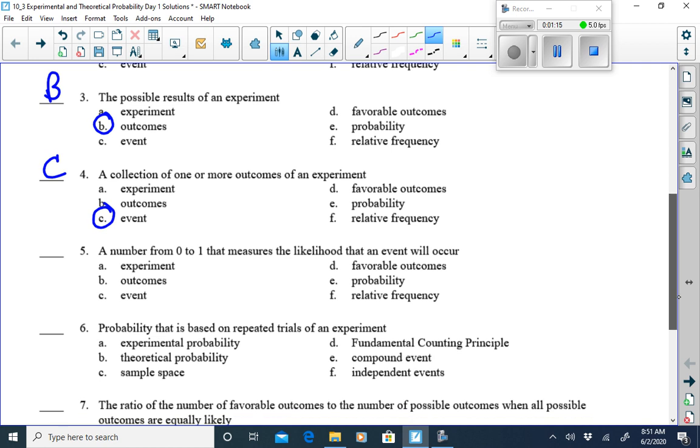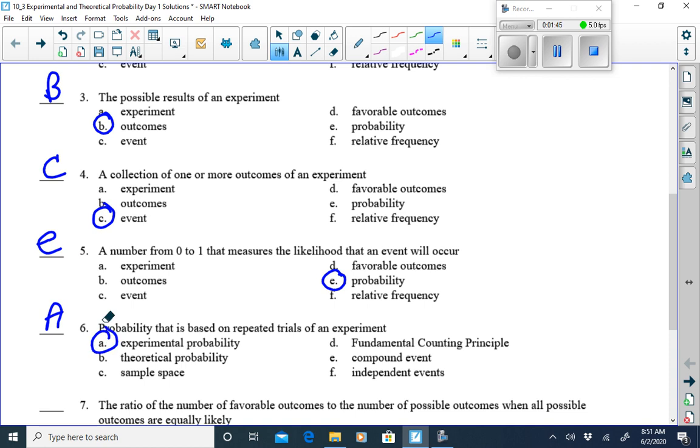Question 5, a number from 0 to 1 that measures the likelihood that an event will occur. That is E, probability. Question 6, probability that is based on repeated trials of an experiment. That is A, experimental probability.